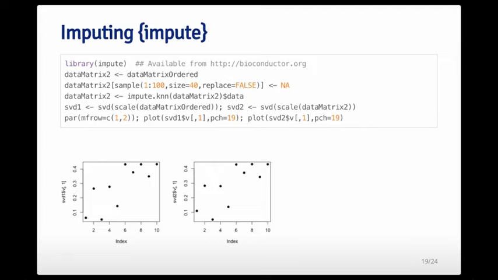You can see it runs without error, and we can plot the first singular vectors from each of them. On the left-hand side, I've got the first singular vector from the original data matrix, and on the right-hand side, I've got the first singular vector from the data matrix where the missing data was imputed. You can see that they're roughly similar. They're not exactly the same, but the imputation didn't seem to have a major effect on the running of the SVD.